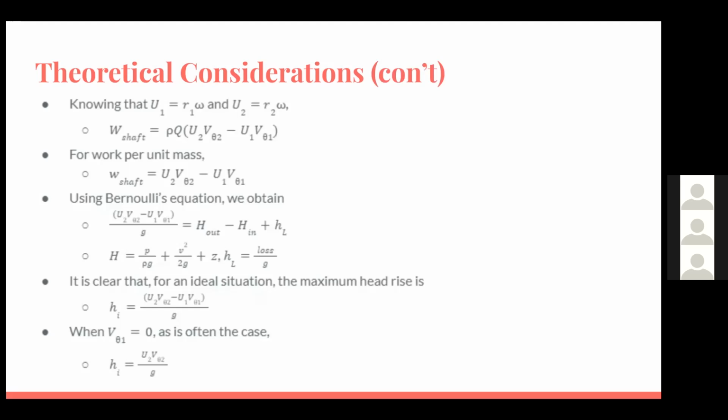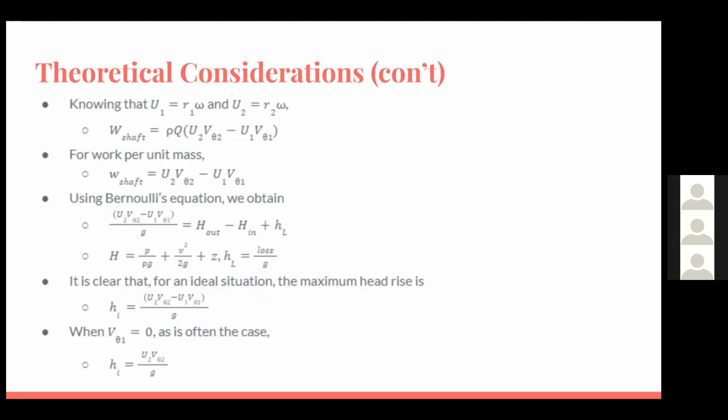And since we know that U1 equals R1 omega, we can rewrite it as W shaft equals rho Q (U2 V theta 2 minus U1 V theta 1). And if we divide out by mass, we get that the work per unit mass equals U2 V theta 2 minus U1 V theta 1.